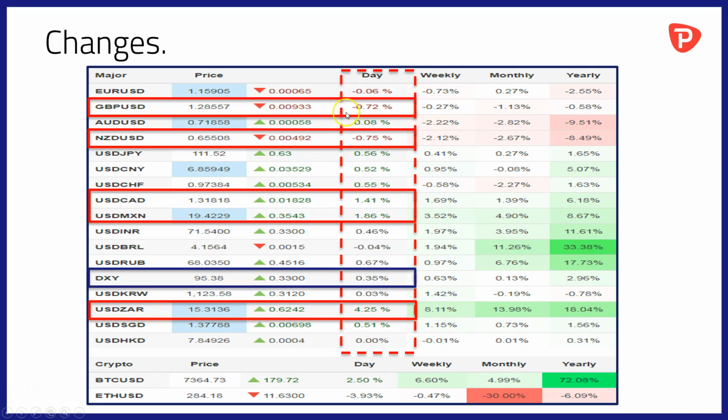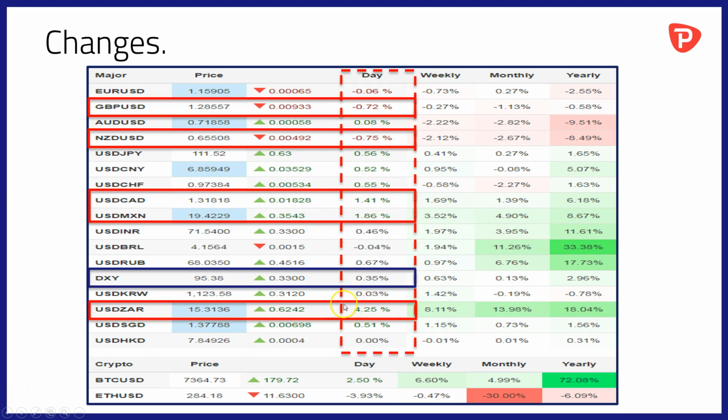Let's kick off with a look at the overnight changes and price moves we need to be aware of. Yesterday was a story of weakness around the tracks. Not so much a case of dollar strength as we'll see, but weakness elsewhere, typified by cable, the pound, falling by 0.72% against the US dollar, the Kiwi down by 0.75% against its US rival. Sharp losses for Canada and Mexico too, with the Canadian dollar down 1.41% and the Mexican peso off by 1.86% even against its US rival.